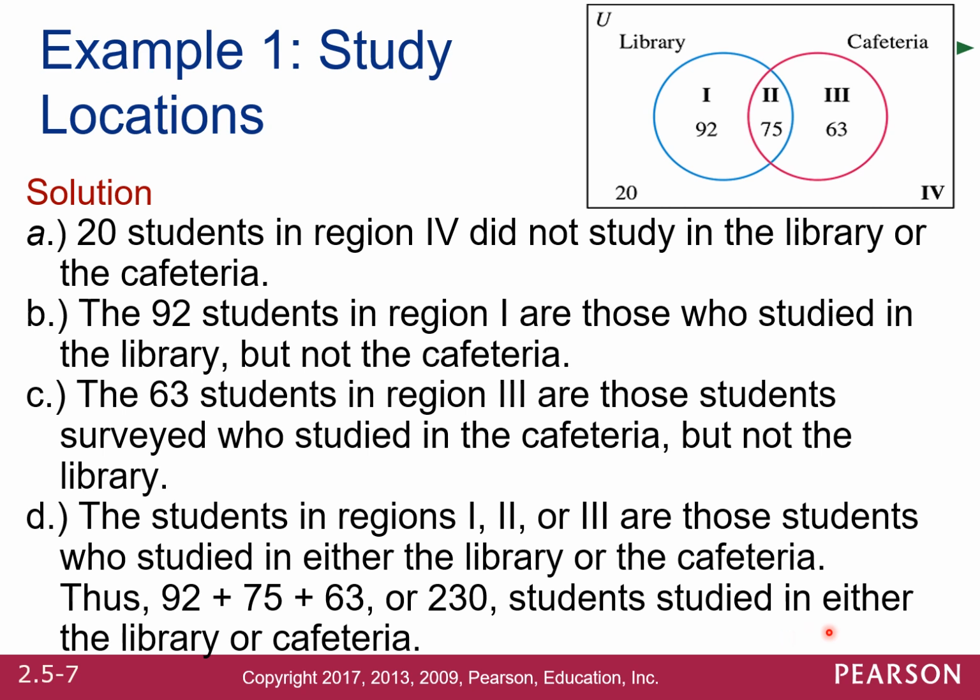And finally, there was part D, which said the students studied in either the library or the cafeteria. So the students in region 1, 2, or 3 are those students who studied in either the library or the cafeteria. Here they are essentially asking for L union C. So you have to sum up 92 plus 75 plus 63, and that is the number of students who studied either in the library or cafeteria.